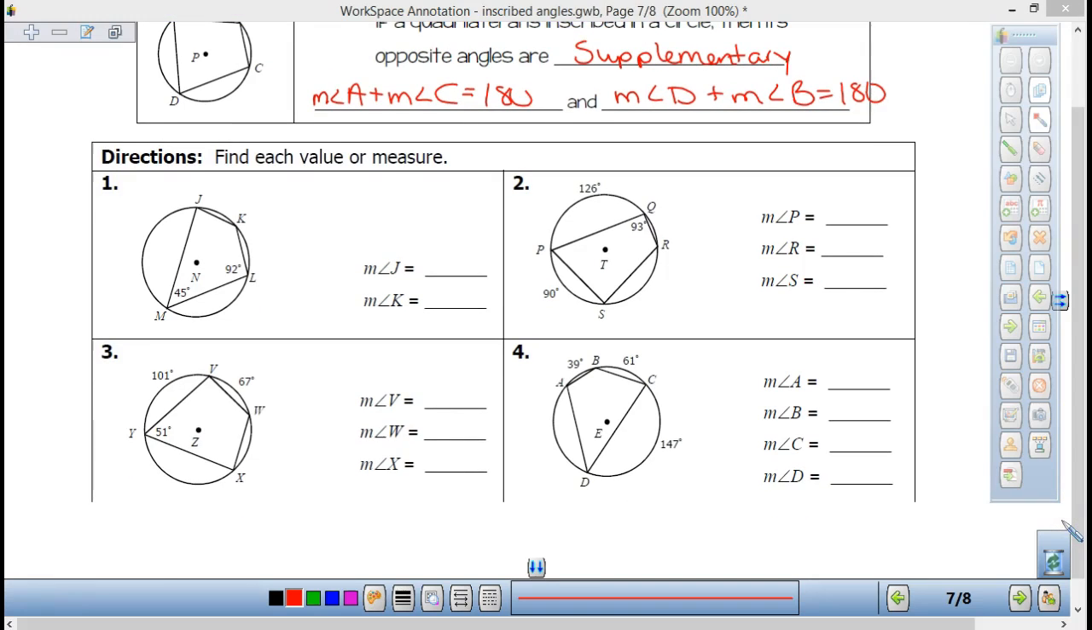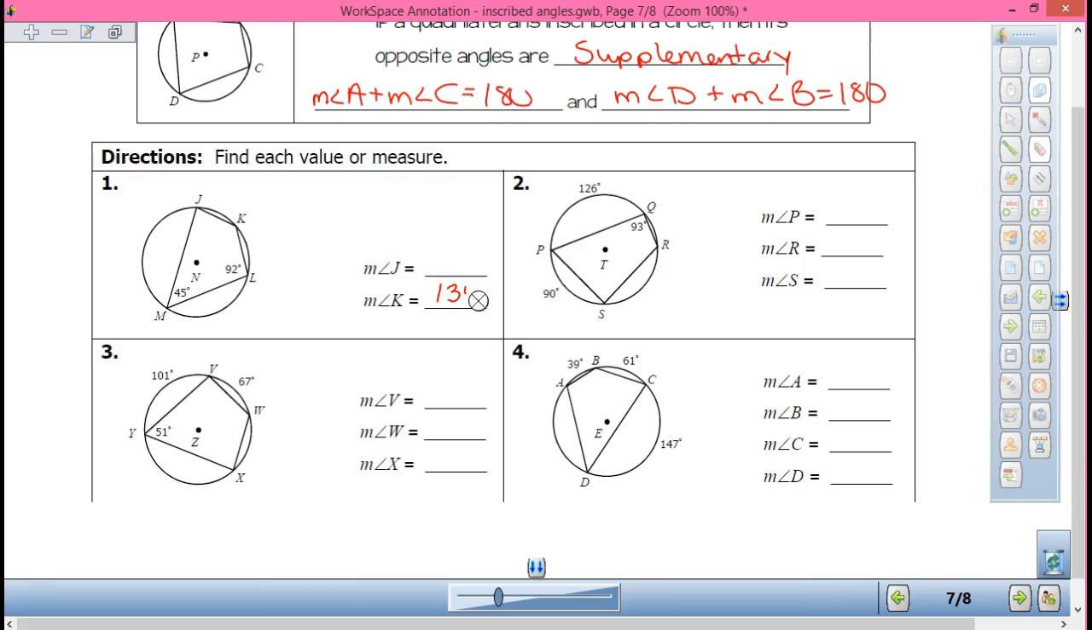Okay, so in number 1, if M is 45, what's K? What is it? 135, because you're just going angles, and opposite angles are going to add up to 180. Okay, so 180 minus 45 is what? 135. Why did I write 34? Okay, so then if L is 92, what's J? 108? 88, sorry.